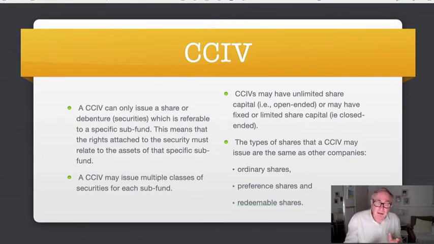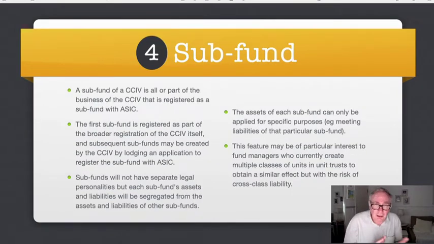A CCIV may issue multiple classes of securities for each sub-fund, and a CCIV may have unlimited share capital. That means it's open-ended, or it may have fixed or limited share capital, could be closed-ended. The types of shares that a CCIV may issue are the same as other companies: ordinary shares, preference shares, and redeemable shares.